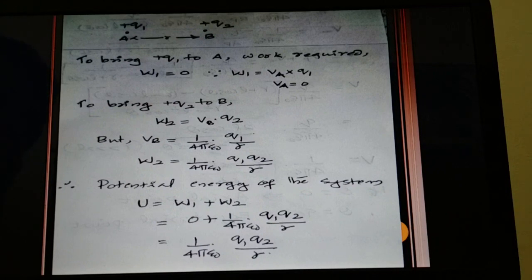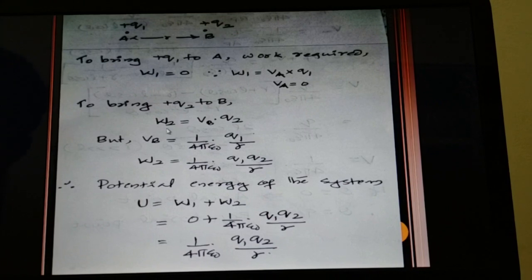And at the point B, plus Q1 can provide a potential. Is it? Because B is at a distance R from charge plus Q1. So at a distance R, this plus Q1 can exert a potential. And that potential we can express as VB, the potential at B.